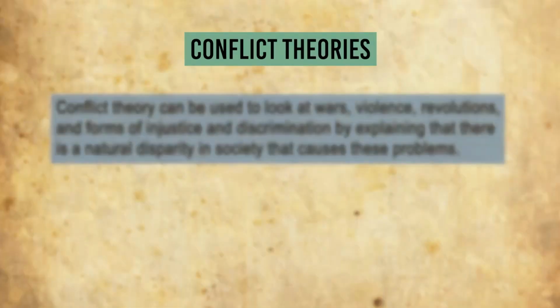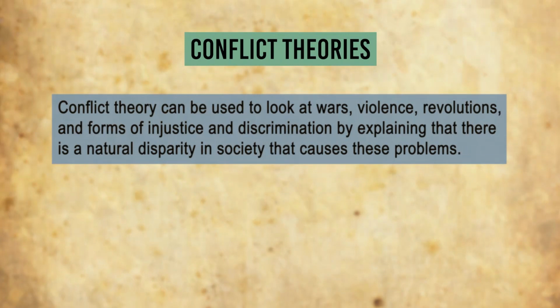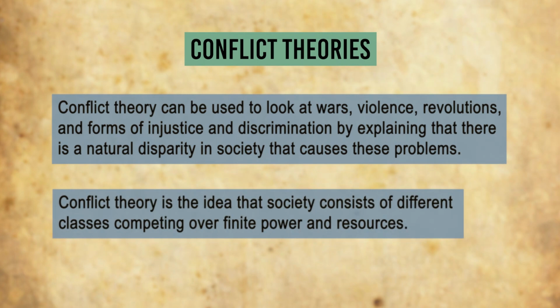Now, after discussing conflict in detail, we come to the conflict theories. Conflict theories can be used to look at wars, violence, revolutions, and forms of injustice and discrimination by explaining that there is a natural disparity in society that causes these problems. Conflict theory is the idea that society consists of different classes competing over finite power and resources, which are scarce. Remember, I was telling you, limited resources.